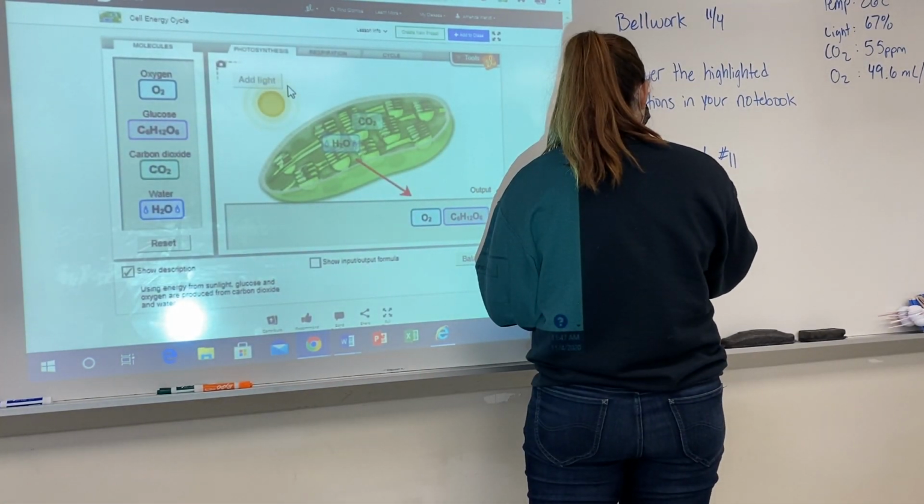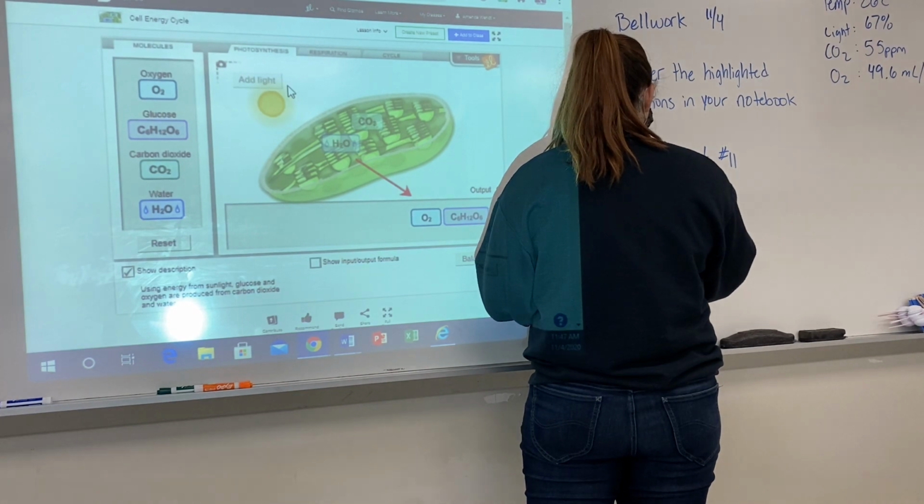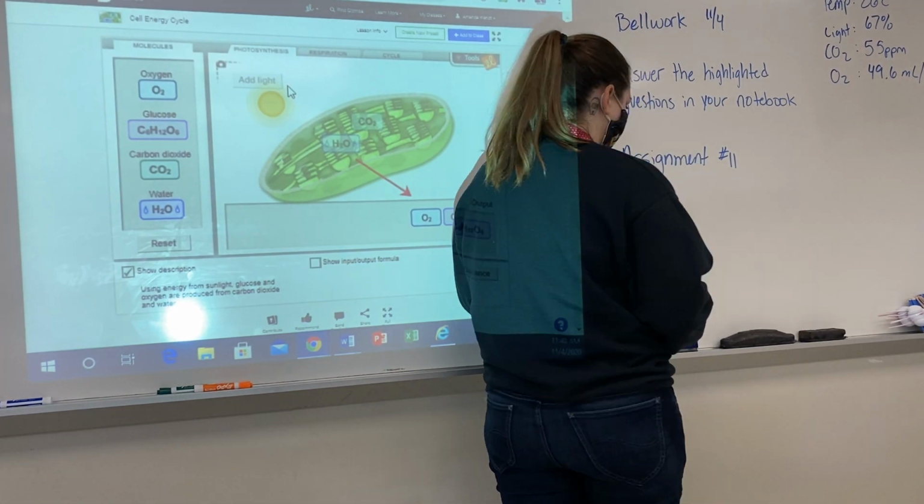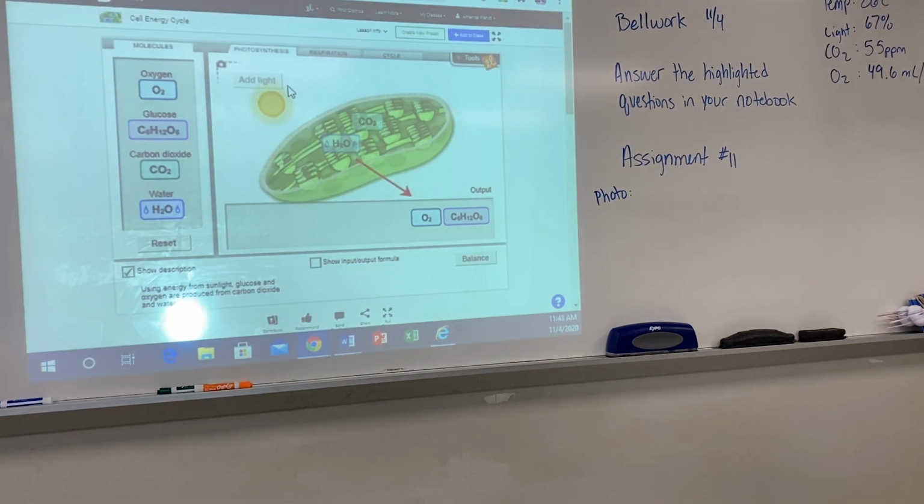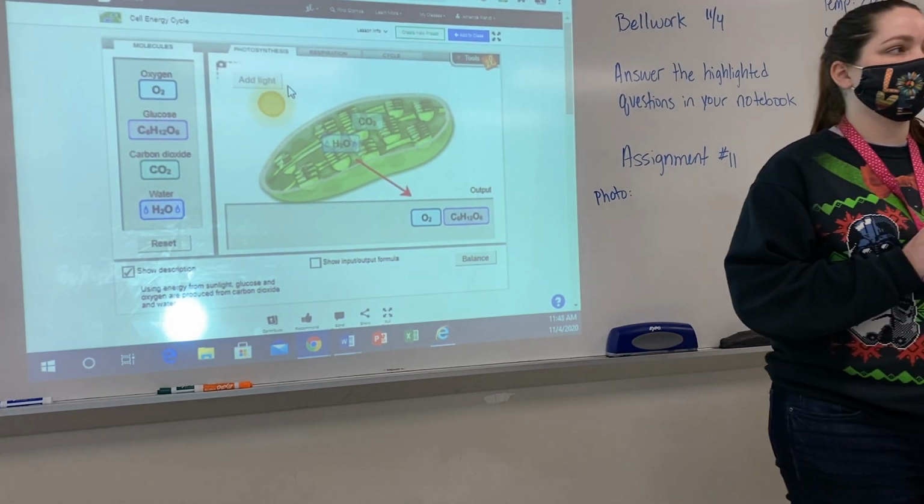Try and do it from memory. So write down your balanced chemical equation for photosynthesis on your paper. Try to do it from memory, because you will need to know it for your test on Friday.